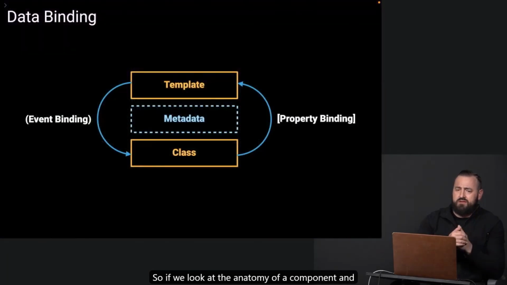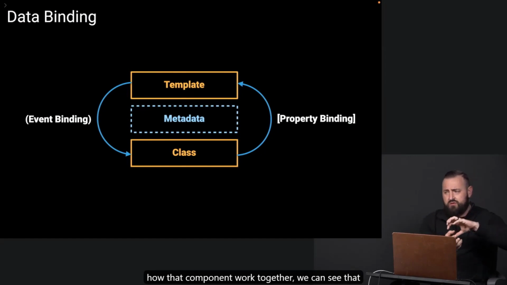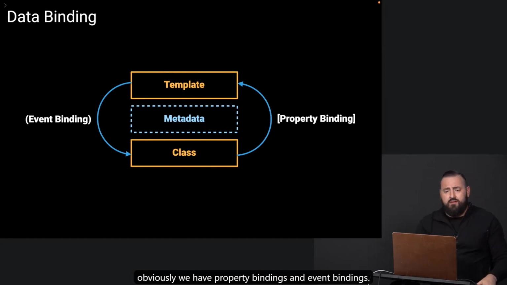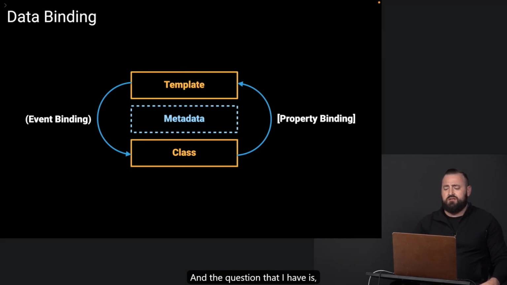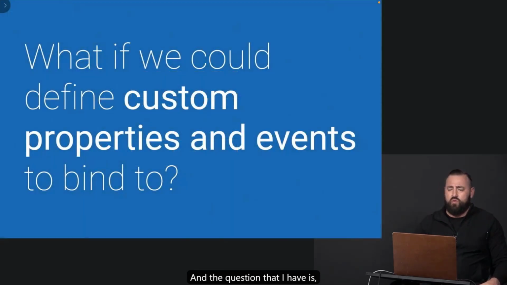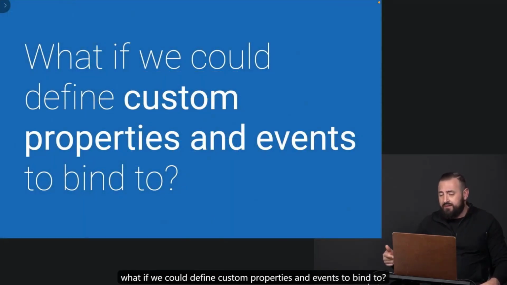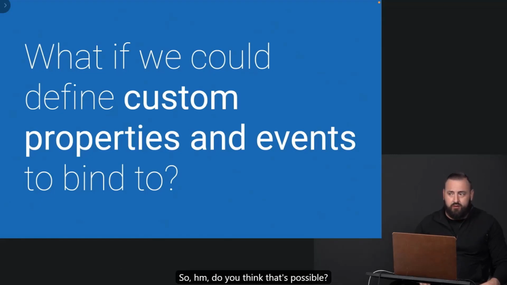So if we look at the anatomy of a component and how components work together, we can see that obviously we have property bindings and event bindings. And the question that I have is, what if we could define custom properties and events to bind to? So, do you think that's possible?